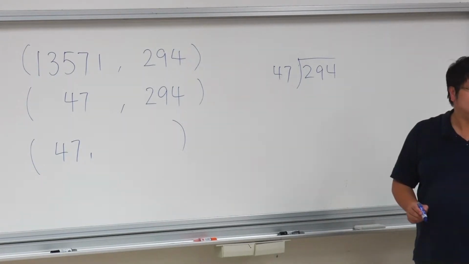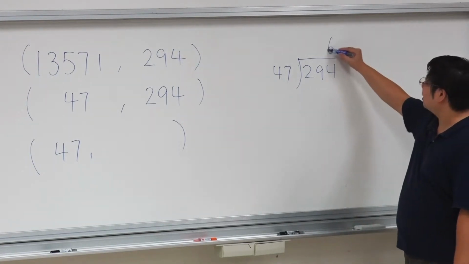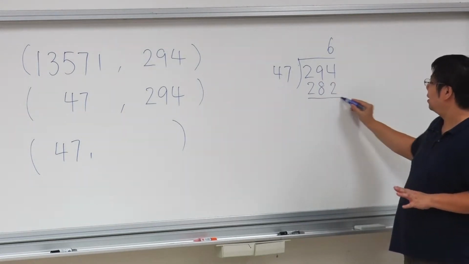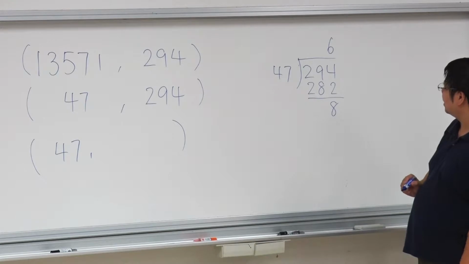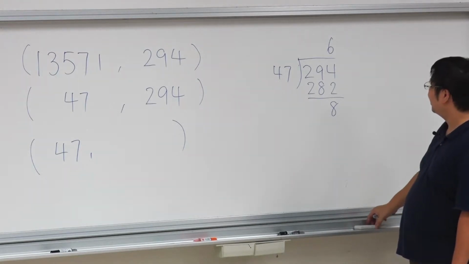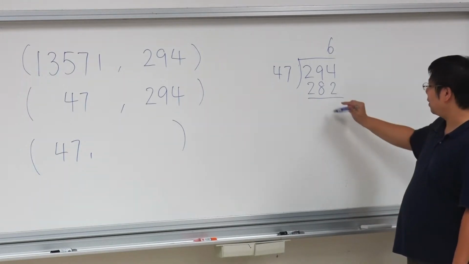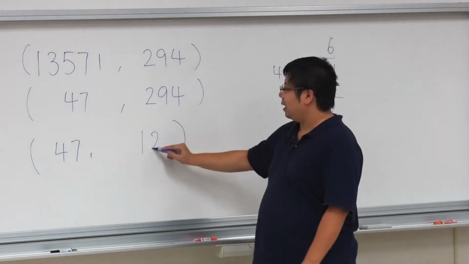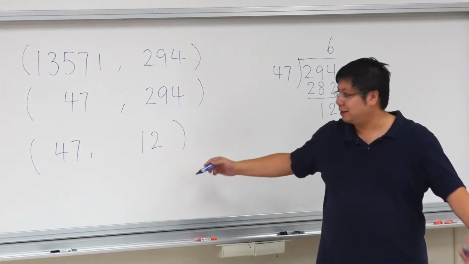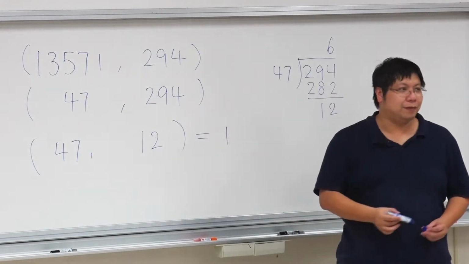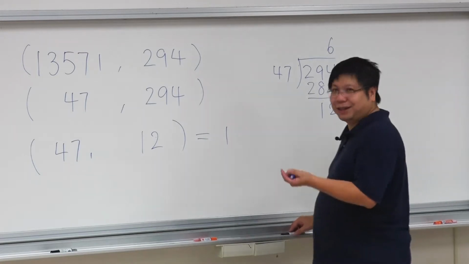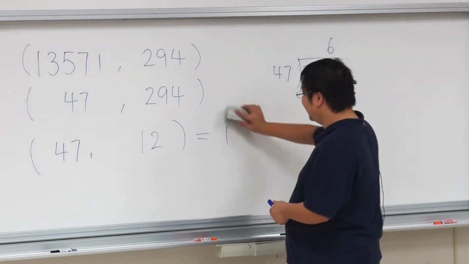7 is too large, right? 6, okay. 6 times 7 is 42, 6 times 4 is 24, so we get an 8 here. Is that okay? No, 12. Too bad. So it is a 12. And then we know that 47 and 12 is equal to 1. Let's change the number a little bit.